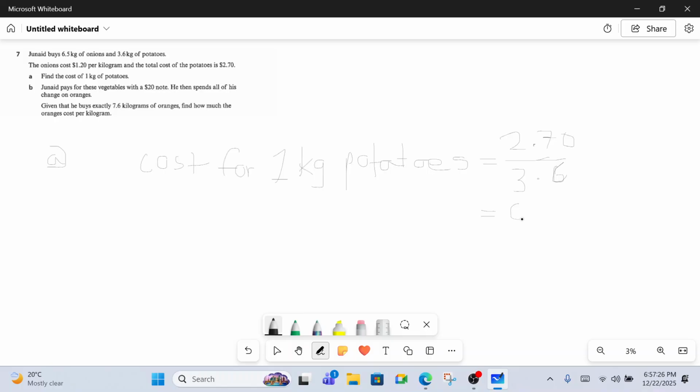So, doing this will give us an answer of $0.75. Okay, so 1 kilogram of potatoes costs 0.75. You can also test it on your calculator. This guy bought 3.6 kilograms of potatoes, so you can do 0.75 times 3.6. You should get an answer of 2.7, or $2.70, which proves that 1 kilogram of potatoes costs $0.75. Okay, so I'm just going to erase this question. Okay, moving on to the next question.